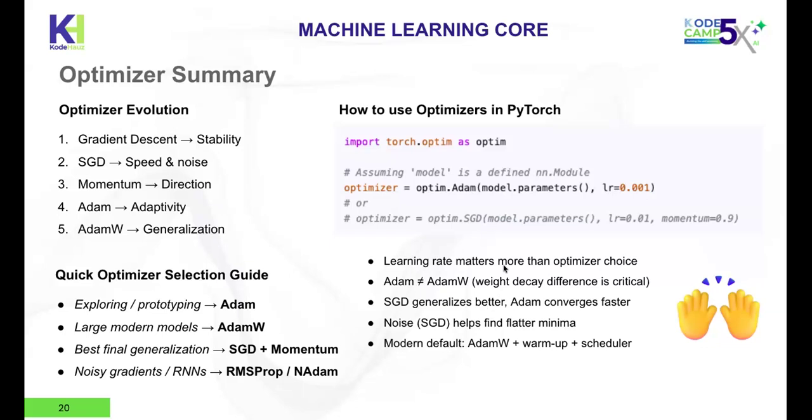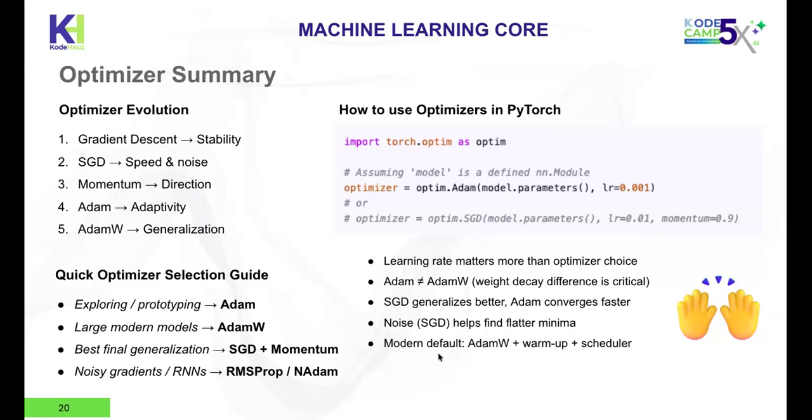And that's it, right? Adam and Adam with decoupled weight decay are not the same, right? The weight decay is critical and actually affects how your models converge. SGD generalizes better, Adam converges faster, and noise in SGD helps find flatter minima. That's why it generalizes better, because it's much better at finding the global minima, right? And you could find a minima that is really close to the global minima. So you could say, okay, it's almost the same performance, right?